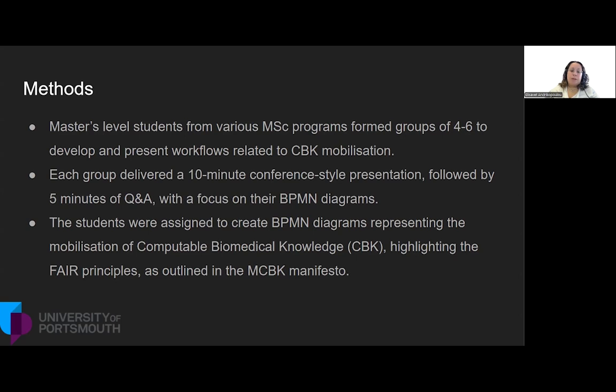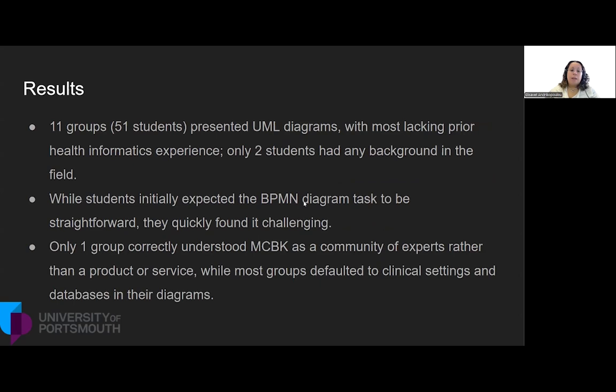The key element of the assignment was to develop a BPMN diagram, a business process modeling notation diagram. These diagrams were meant to represent how CBK can be mobilized to address the FAIR principles, making knowledge findable, accessible, interoperable, and reusable. In total, we had 11 groups with 51 students participating.